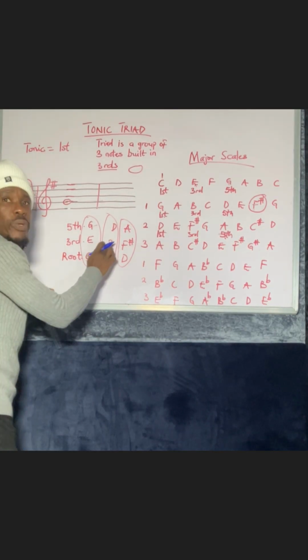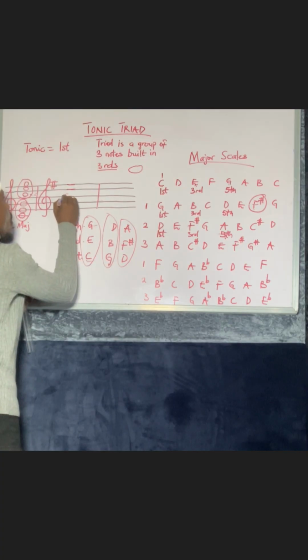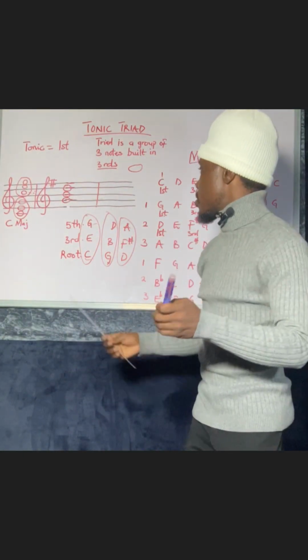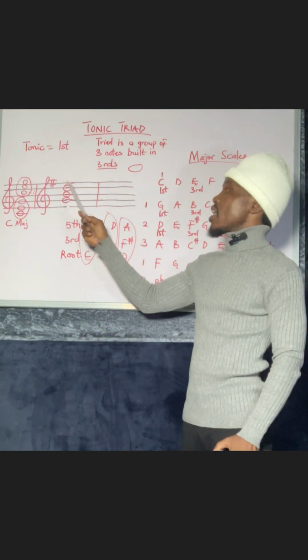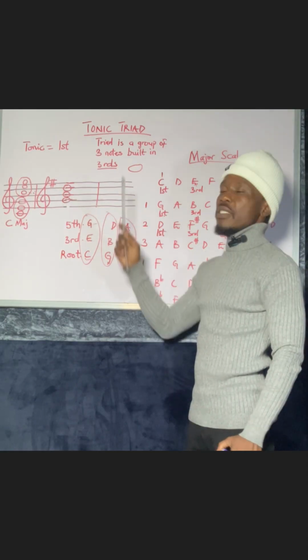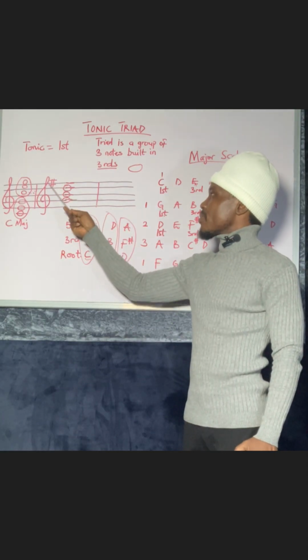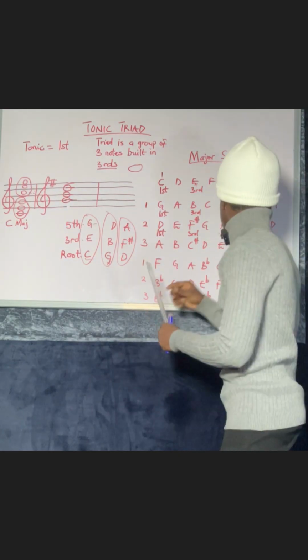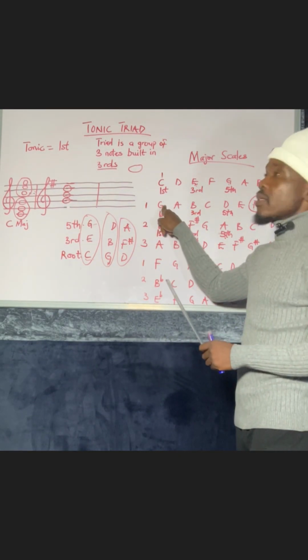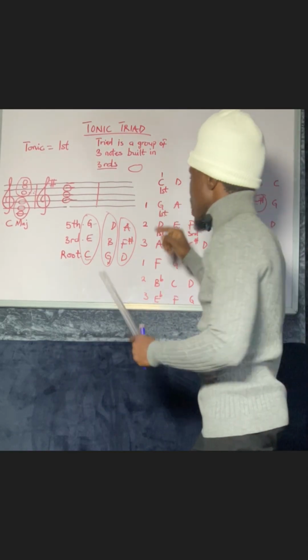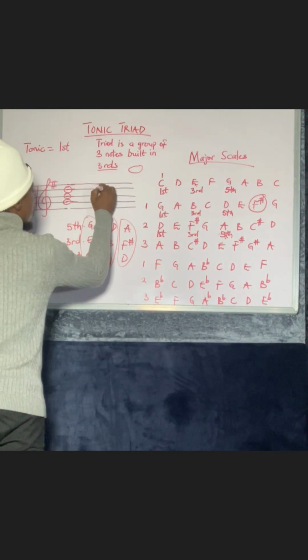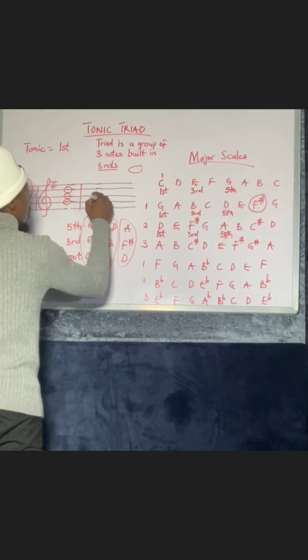Then my B, where is B? B is the third line. And where is D? Fourth space. It's as simple as ABC. So these letters, we have transferred onto the staff. G, B, D, with the key to represent what? G major. This sign must represent this. All right. Let's look at the next one.